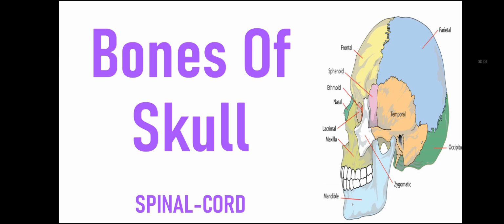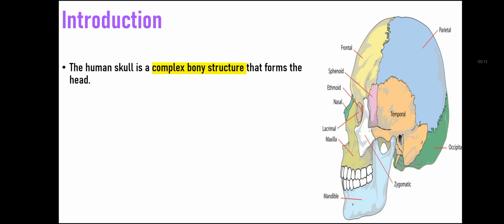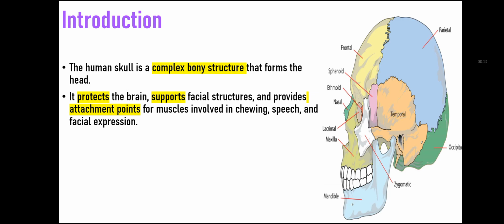And here at the side you can see the diagrammatic representation of skull showing different bones of skull in different colors. So you can see that for the reference. Now let's start the topic with introduction. Human skull is a complex bone that forms the head. It protects the brain, forms facial structure, and provides attachment points for muscles involved in chewing, speech, and facial expression.